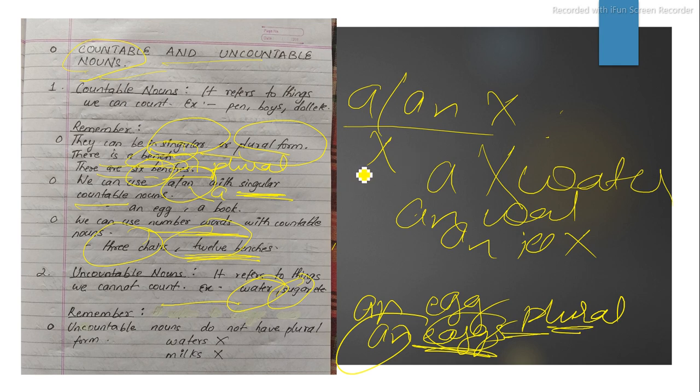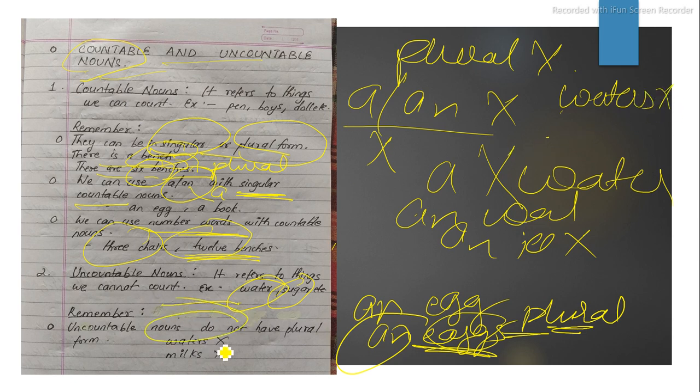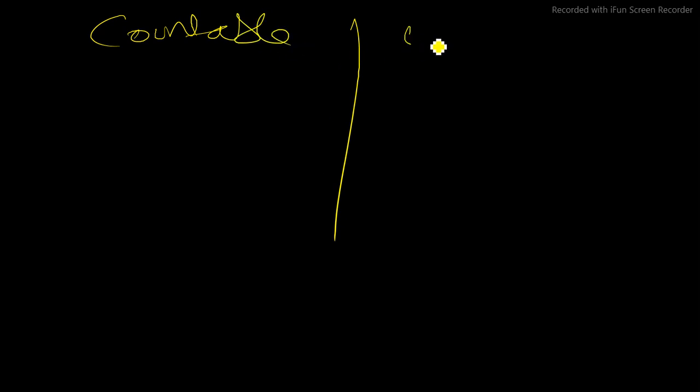Second thing, in the countable noun we discussed that it has both the singular and the plural form, but uncountable noun does not have plural form. What does it mean? It means that I cannot write waters. This is wrong. I cannot write milks. This is also wrong. Why? Because we do not have plural form for the uncountable noun. As a result, we are also not using articles, that is a or an, before the uncountable noun. Let me quickly revise what I told you. We discussed the difference between countable and uncountable noun, right?